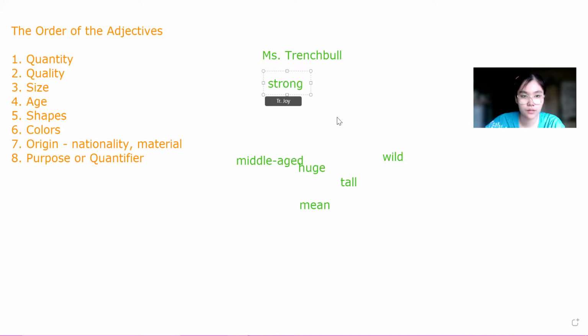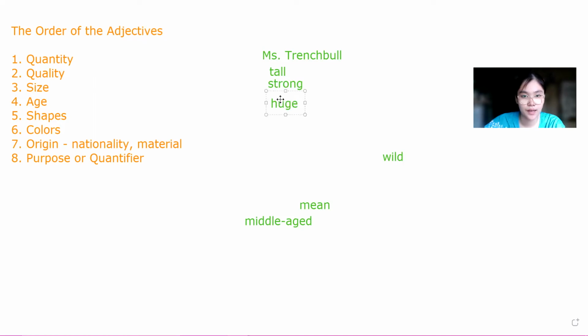And how about the size? Yes, huge. And how about tall? Tall, you can say, is a quality. Yes, so will you have it above or below strong? Okay, yes, let's have it here.